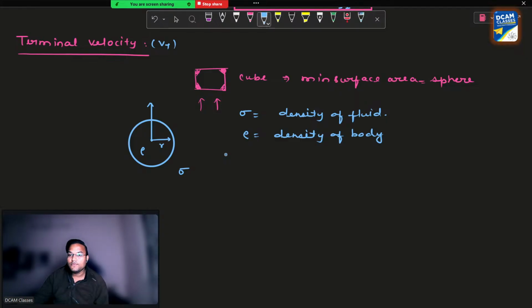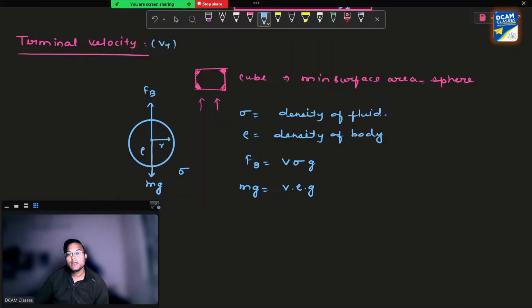Then what will be the buoyancy force acting on this? You know this one. Buoyancy force will be equal to V rho g. No, it's not V rho g, it's V sigma g. And there will be one more force, mg downwards. You can write mg as V, its volume, into rho into g.